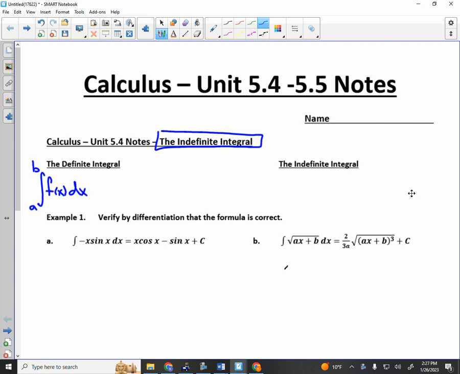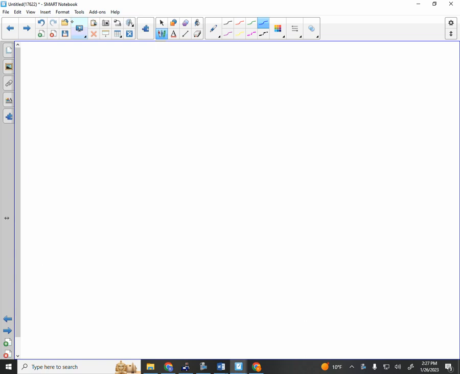And via your last test you learned that this was equal to big F of b minus big F of a, where F happens to be any antiderivative of little f. So as we introduce the indefinite integral, that is something that does not have bounds. As we talk about what that's equal to, I would like to just have you think about this.